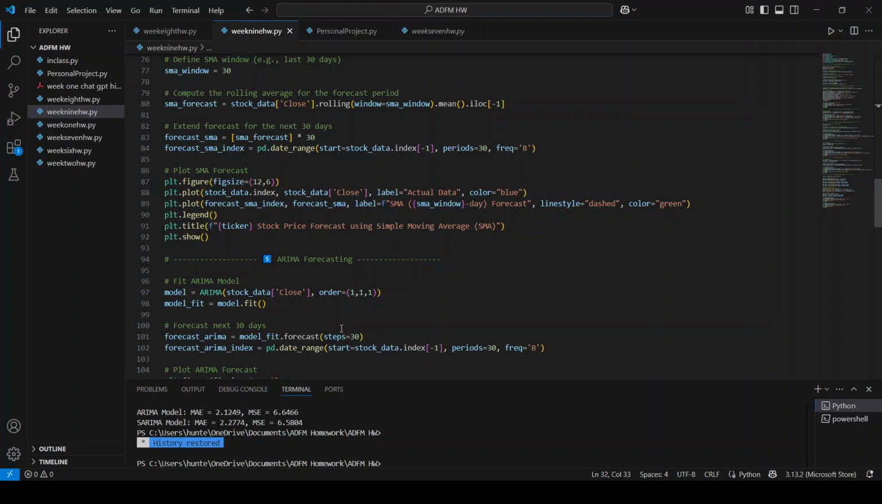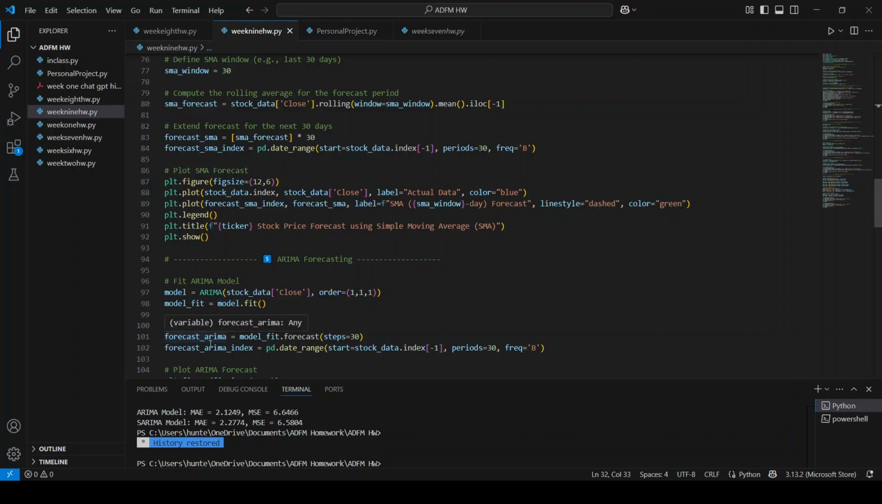And then 97 through 98, the ARIMA model. The ARIMA is using past stock prices to predict future prices. The order is 1, 1, 1. The purpose of this is that it uses one past value, differences the data once, and then uses one past error term. And this model fit will train the ARIMA model using the stock price data.